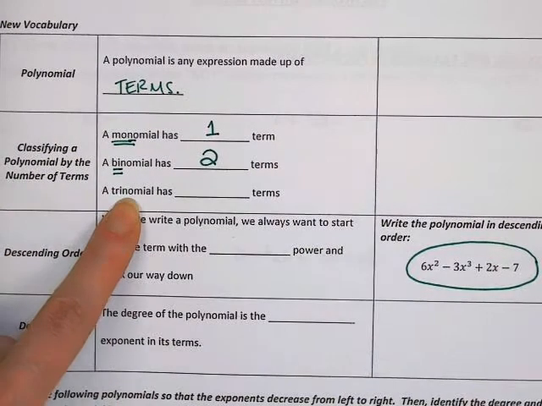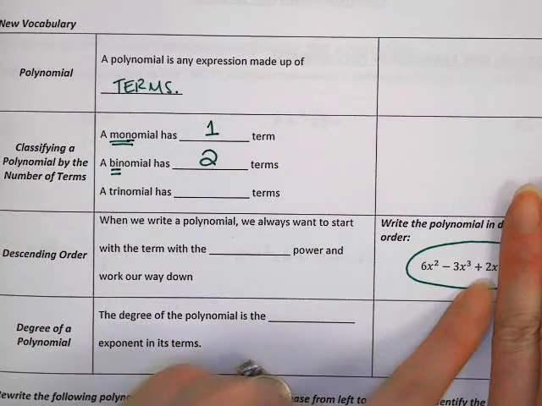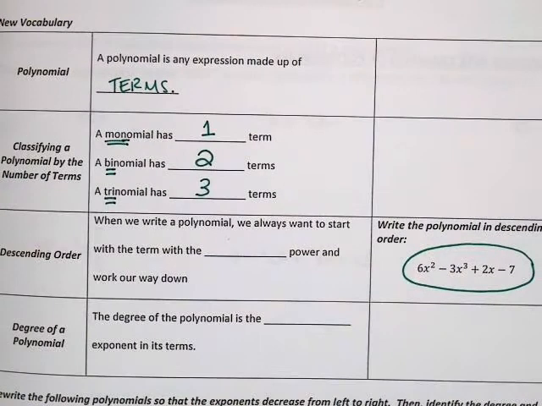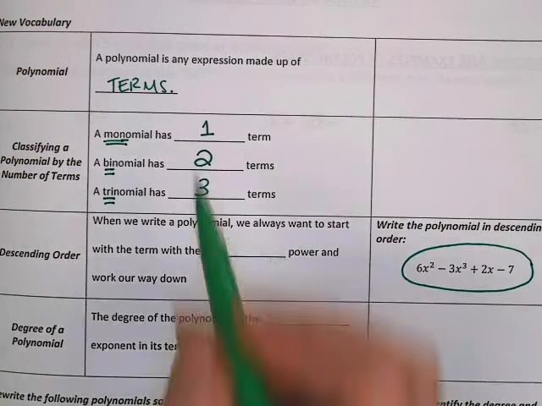And then a trinomial would be if there were 1, 2, 3 terms, because again tri means 3. Now anything above 3 we just call a polynomial. But for some reason we have names for 1, 2, and 3.